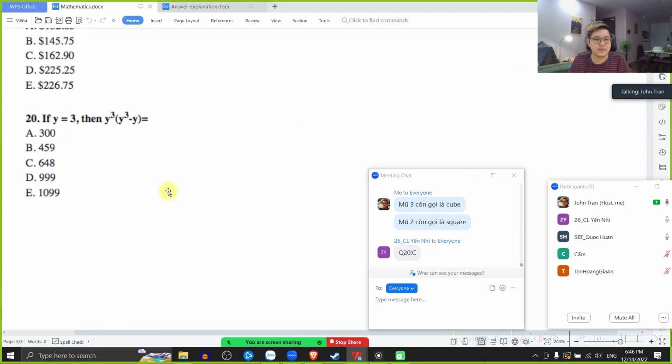Okay, how much can you answer this one now? Y to the power of 3, taking out y to the power of 3 minus y.